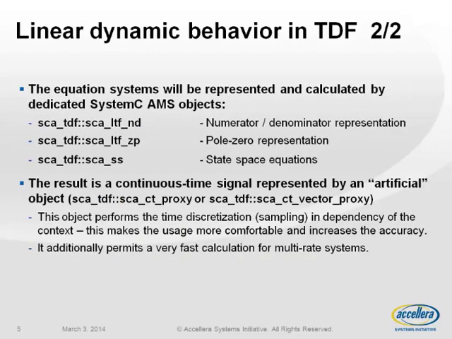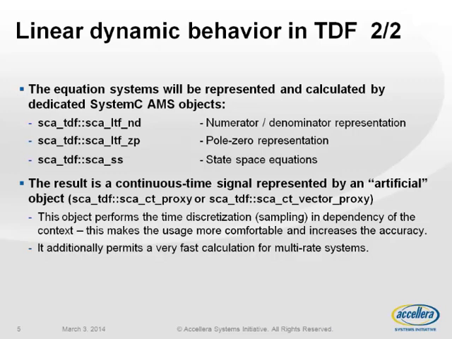To do that, SystemC AMS provides three SystemC AMS objects. They are named here: sca_lsf::sca_ltf_nd, sca_ltf_zp, and sca_ss for state space equations. The idea is that these objects will be instantiated in your models, and the whole computing will be done in continuous time. But thanks to the proxy objects provided, there will be time discretization at the input and at the output of these primitives. So you can use them in the TDF context with discrete time set with the time step.